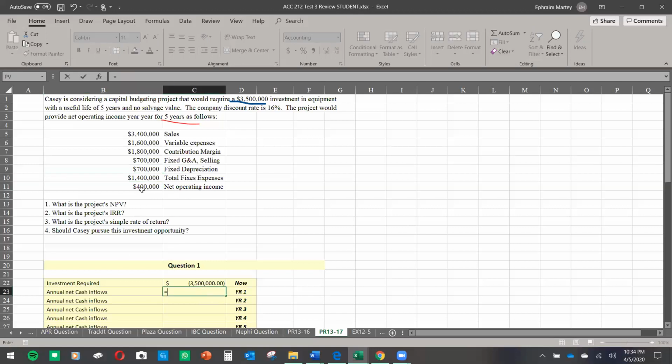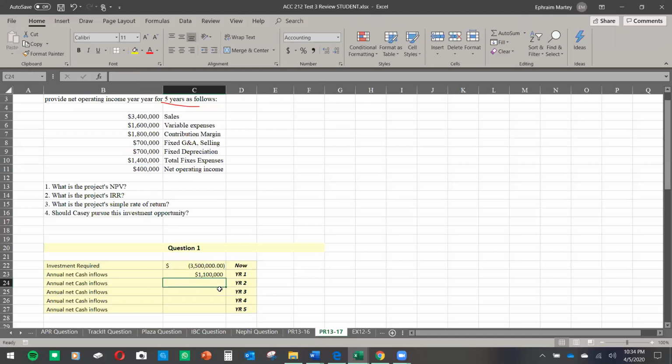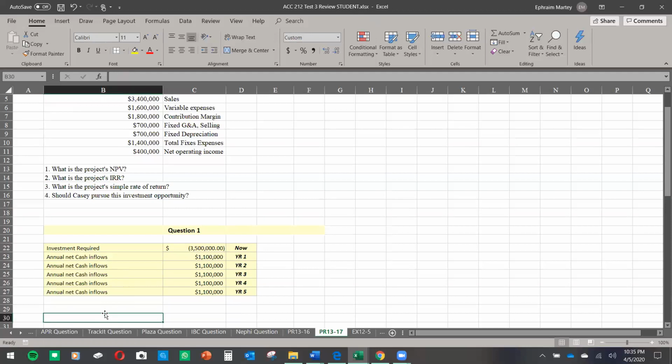So we have this one plus the depreciation cost, which gives us 110. So my annual net cash inflow is 1.1 million. Okay, so I will just reference it. This is pretty easy. And I will just drag it all the way here. That gives me that one. So with a fit here, this is what I'm going to have. Okay, what is my net present value? That's question one, net present value of the project. So I have my NPV here.